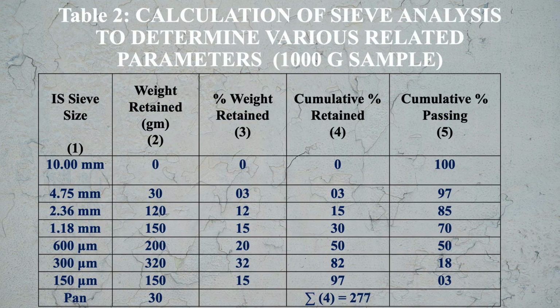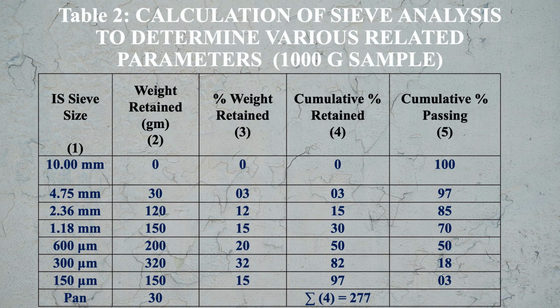Now here in table 2, you see the calculation of sieve analysis to determine various related parameters. The sample taken is here 1 kg, or 1000 grams basically. Sieve sizes, if you see here, IS sieves we are taking 10 mm, 4.75 mm, 2.36 mm, 1.18 mm, then 600 micron, 300 micron, 150 micron, and finally the pan at the bottom. Then weight retained on different sieves is 30 grams, 120 grams, 150 grams. This is one sample calculation.